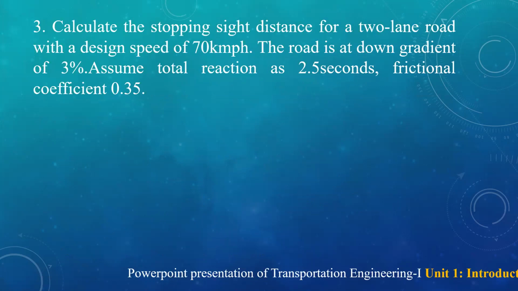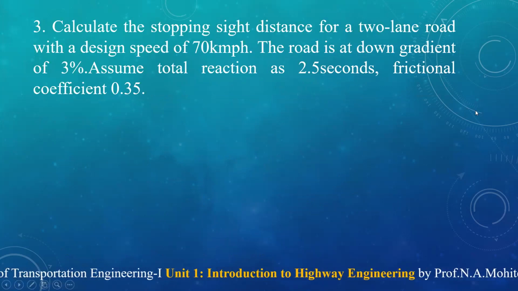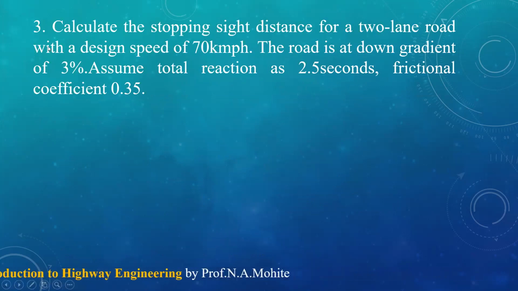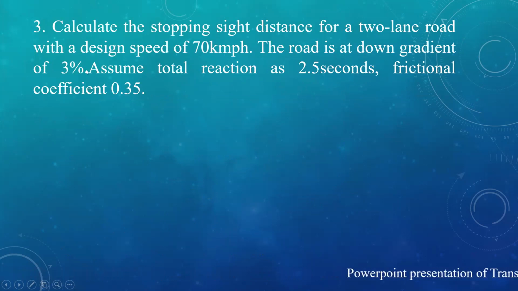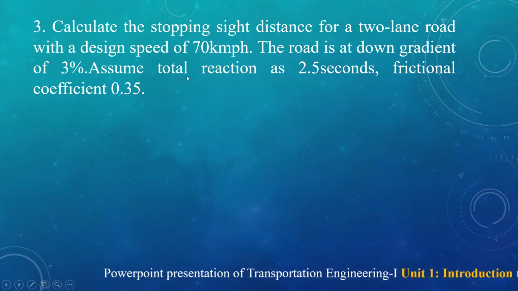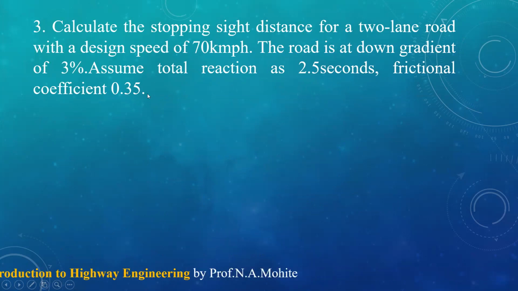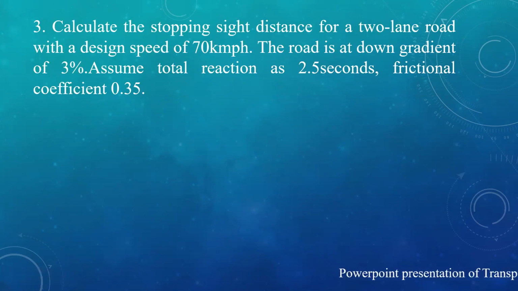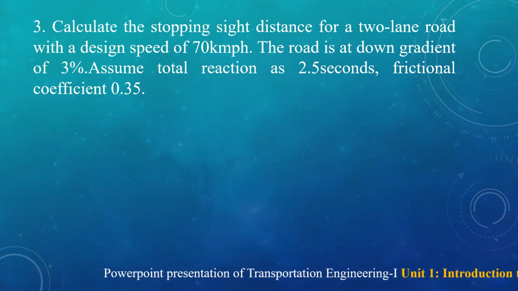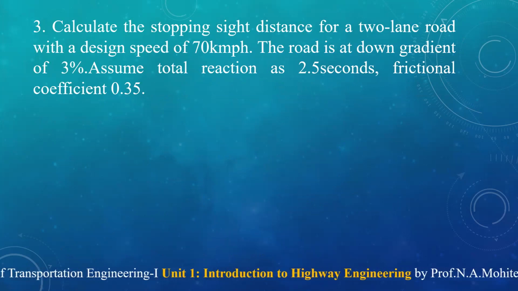Calculate the stopping sight distance for a two-lane road with a design speed of 70 kmph. The road has a down gradient of 3%. Assume total reaction time is 2.5 seconds, frictional coefficient as 0.35. So now the numerical has more complexity, the level of the numerical has been increased.